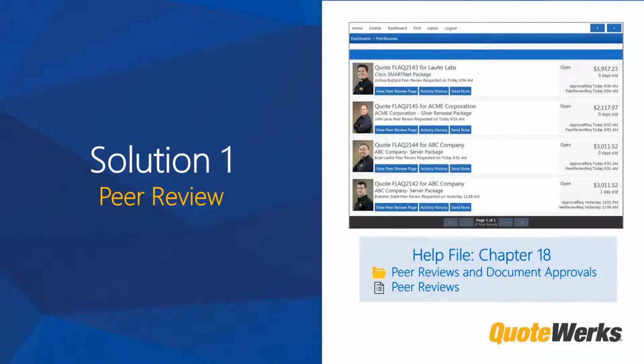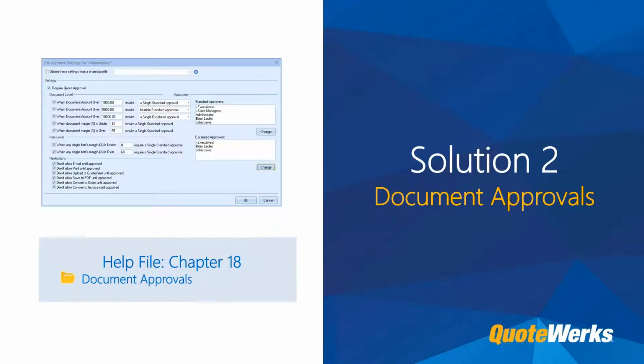And our second solution is going to be document approvals. With document approvals, only management-approved documents are sent to clients. It ensures accuracy and proper margin, and helps limit mistakes so that documents are properly vetted. You can also get document approvers per sales rep and define under which conditions the approval is required and who the approval needs to be obtained from.